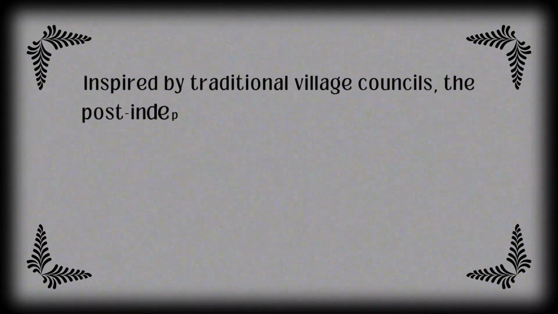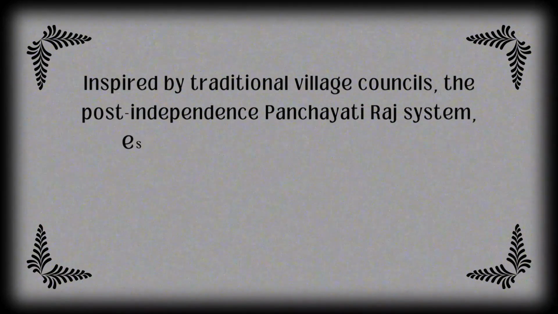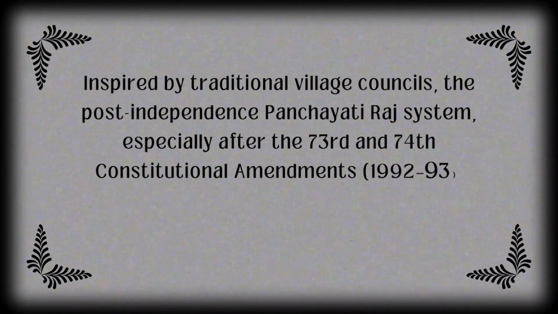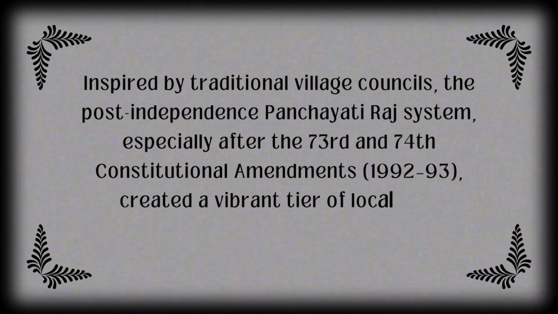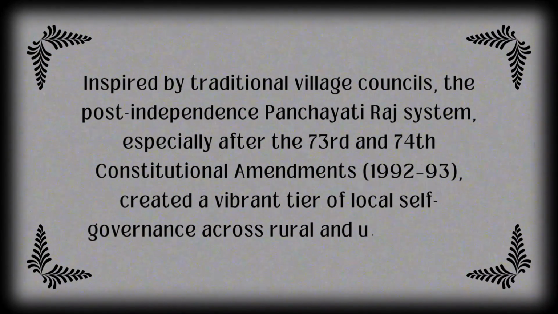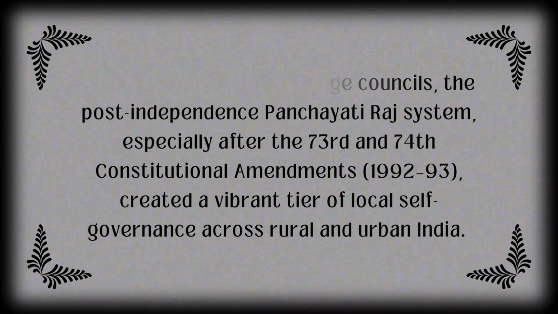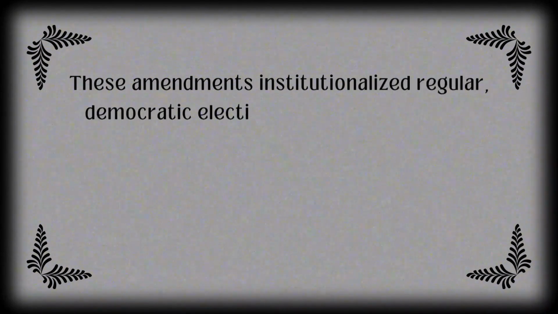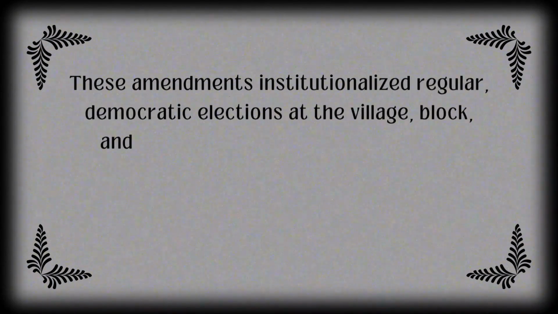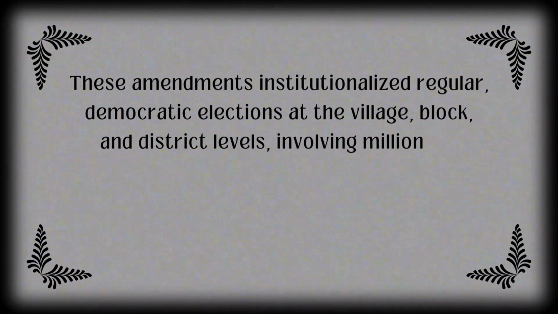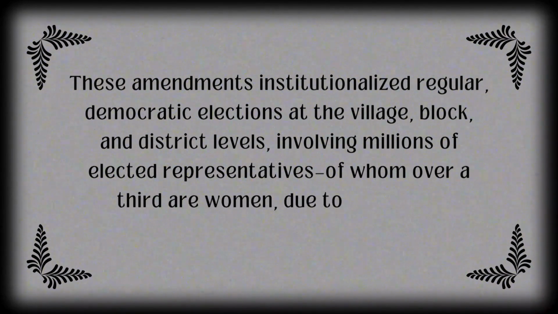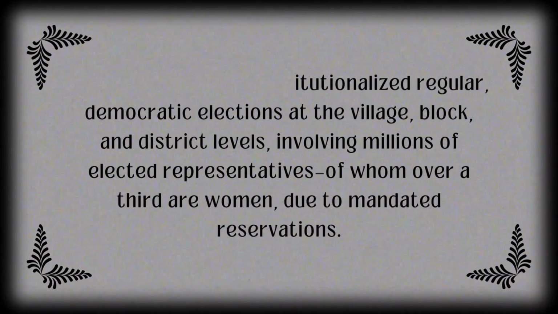Inspired by traditional village councils, the post-independence Panchayati Raj system, especially after the 73rd and 74th constitutional amendments, 1992 to 93, created a vibrant tier of local self-governance across rural and urban India. These amendments institutionalized regular democratic elections at the village, block, and district levels, involving millions of elected representatives, of whom over a third are women, due to mandated reservations.